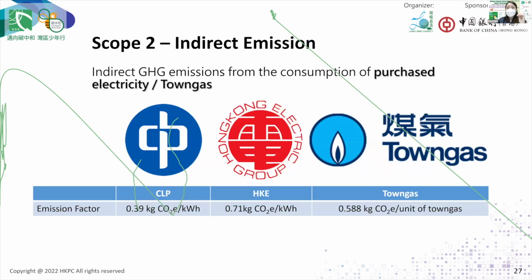When we come to scope 2, it refers to indirect greenhouse gas emissions from power companies, which means the energy is not directly emitted from your organization, but you consume purchased electricity or town gas. So the emission burden is shifted to the power companies. The emission factors may refer to the annual reports from different power companies. When your school or organization is located on Hong Kong Island, you may refer to the emission factor from the Hong Kong Electric. If your organization is located in Kowloon or the New Territories, you can refer to the emission factor from the CLP.